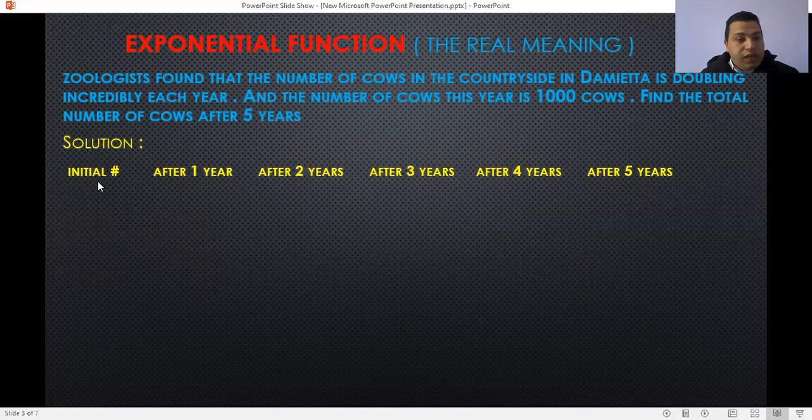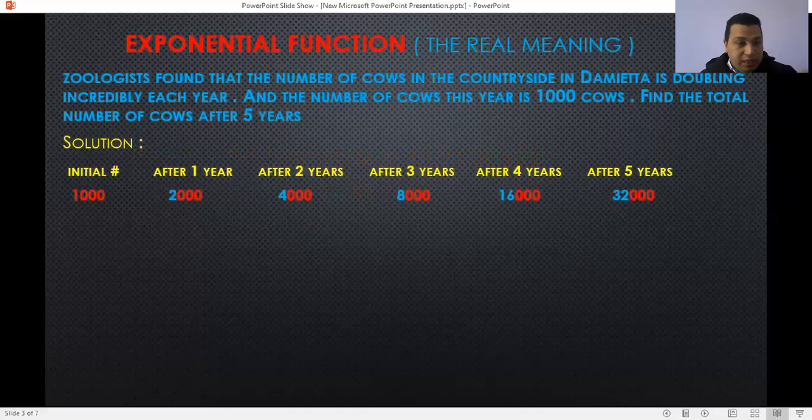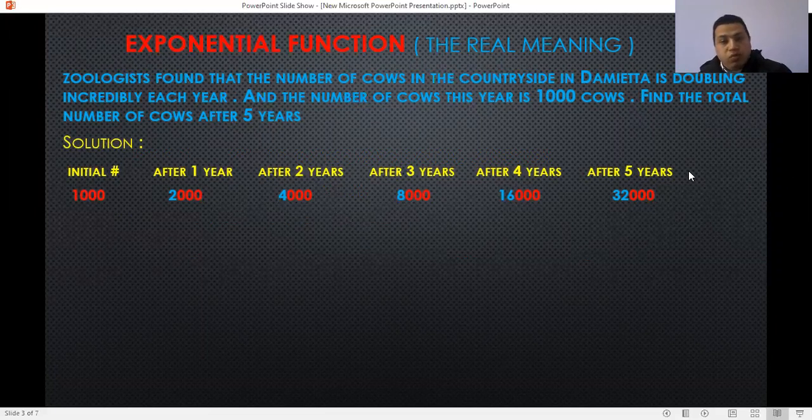So the initial amount, at the time after which we start to count, is 1,000. This is the initial amount of cows. And after 1 year, 2,000, after 2 years, 2,000 times 2, which is 4,000, 4,000 times 2, which is 8,000, 8,000 times 2, 16,000, 32,000, 64,000, and so on. Okay, let's complete our discussion.